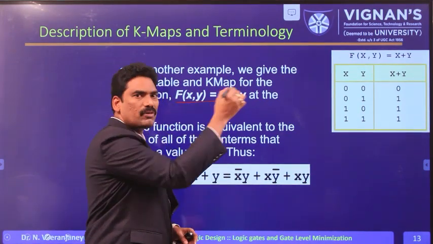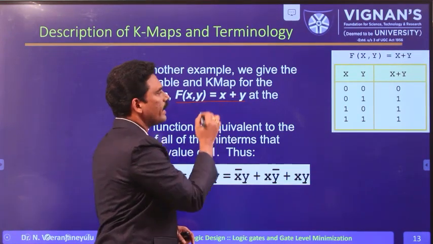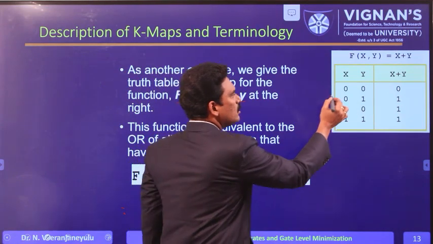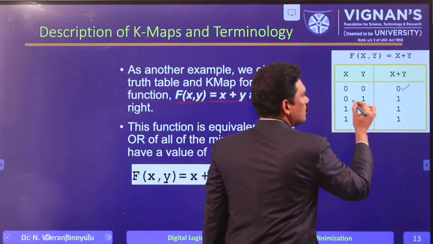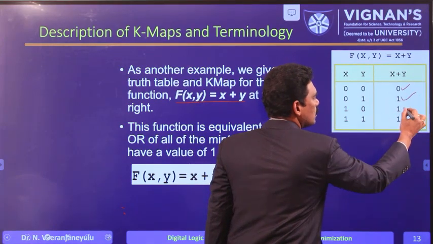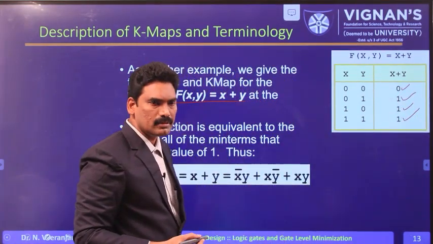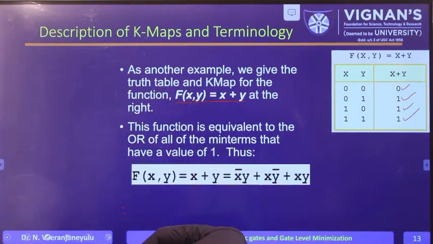What is the truth table for this? If f of xy is equal to x plus y, then 0, 0 gives 0, 0, 1 gives 1, 1, 0 gives 1, and 1, 1 gives 1. This is our x plus y.